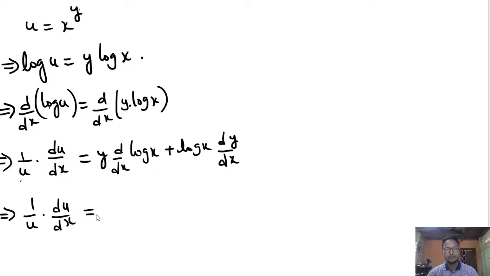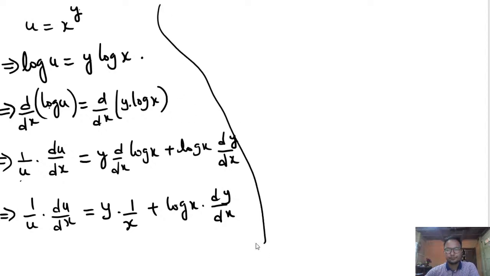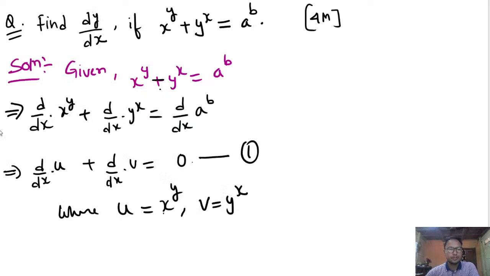du by dx, right? And y into the derivative of log x is 1 by x, plus log of x and dy by dx. So we will keep dy by dx as it is. Now we need du by dx.